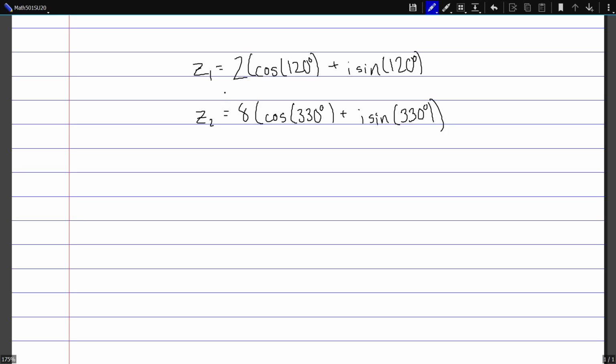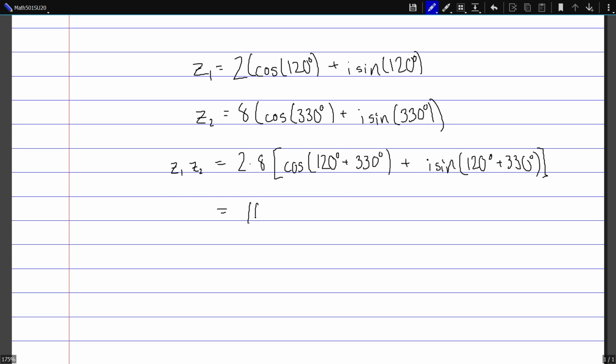All right, with that little anecdote out of the way, let's go ahead and look at the product, z sub 1 times z sub 2. We'll take the product of the moduli out front, so this will be 2 times 8. And then we're going to be distributing that to two different values. We'll have the cosine of 120 plus 330. Since in this case we are multiplying, we're going to add the arguments. And for the imaginary part, this is going to be sine of the same sum, 120 plus 330. All right, we'll have 16 out front.